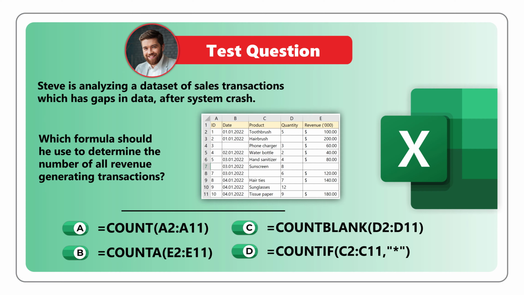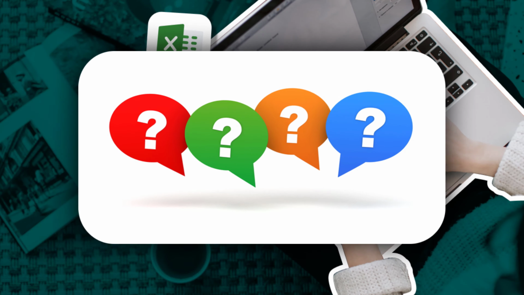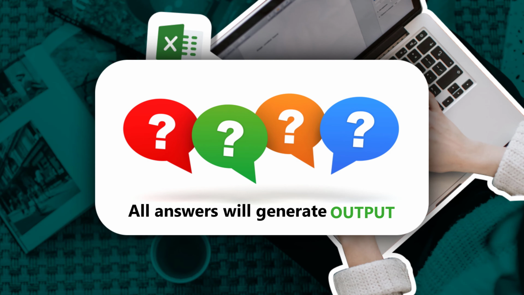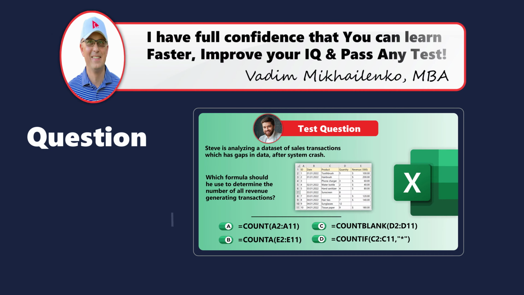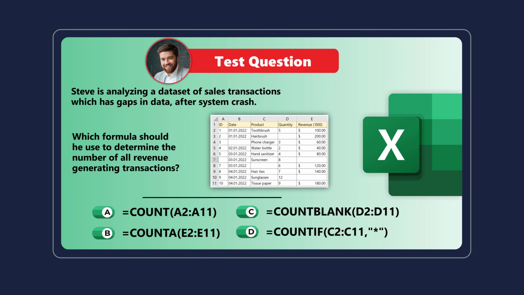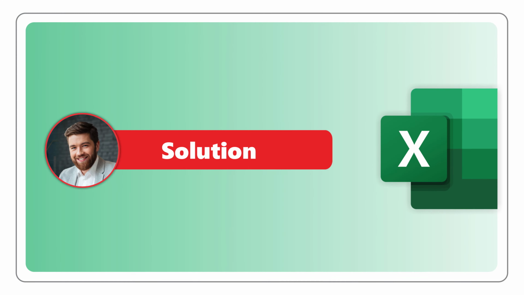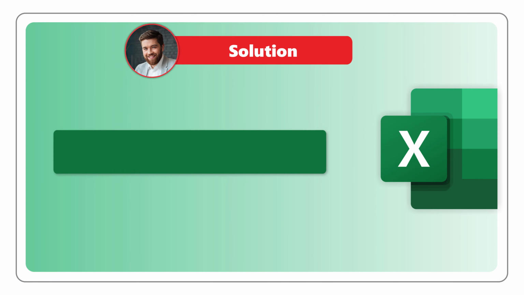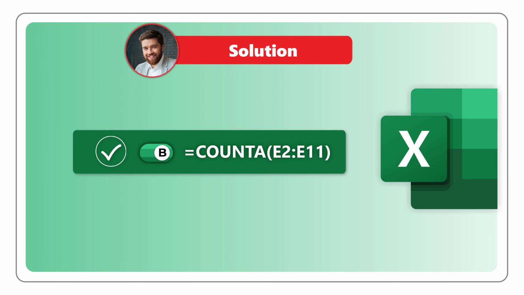What's interesting about this question is that all answers will generate an output, so there are no errors that will be generated. But to answer this question, you need to solve the business problem. And as usual, I'm going to move forward to share with you my version of the solution. And if you have a better way to solve it, please make sure to post in comments. I believe the correct answer here is choice B, COUNTA for the range E2 through E11.